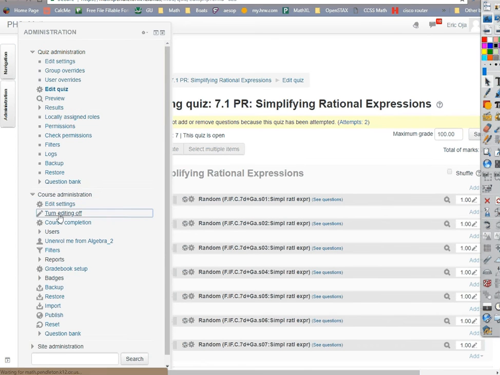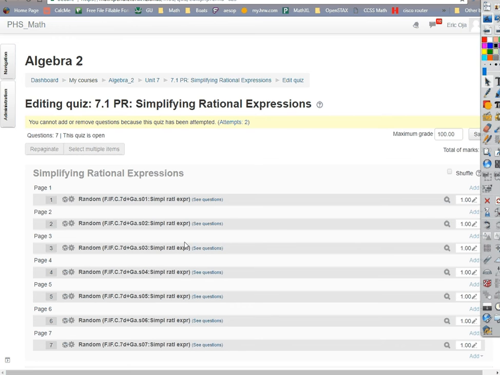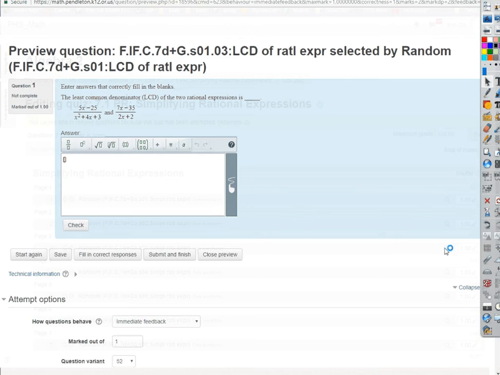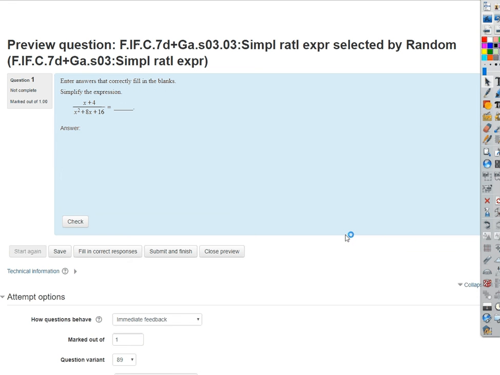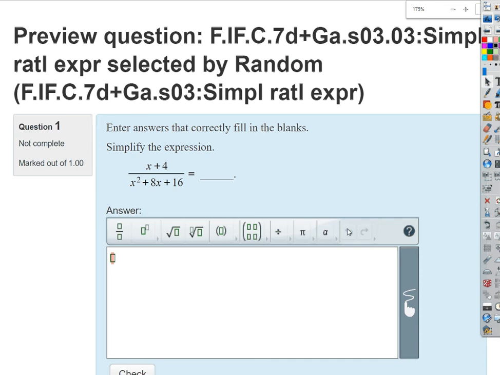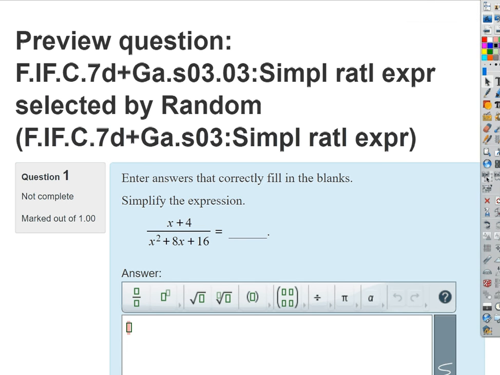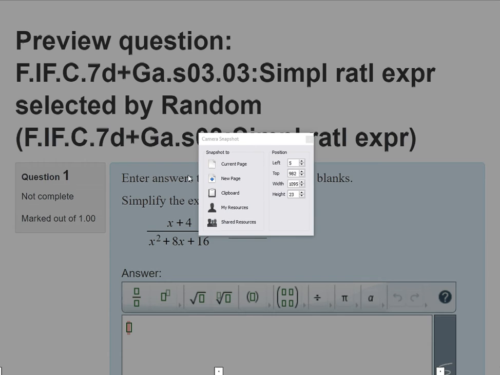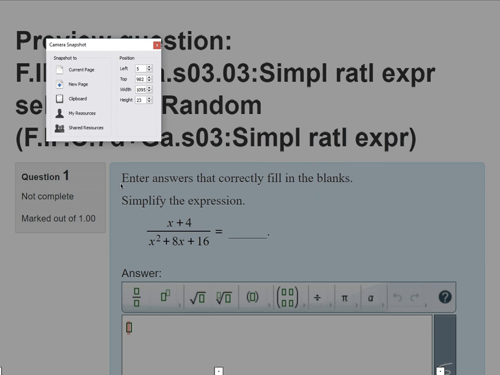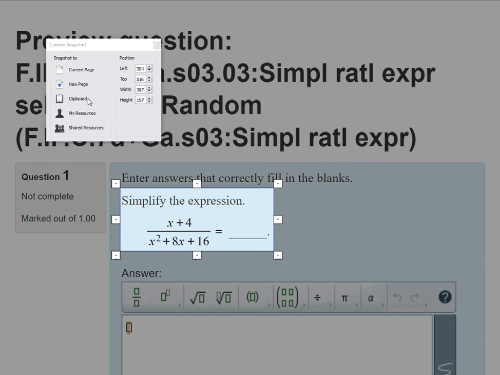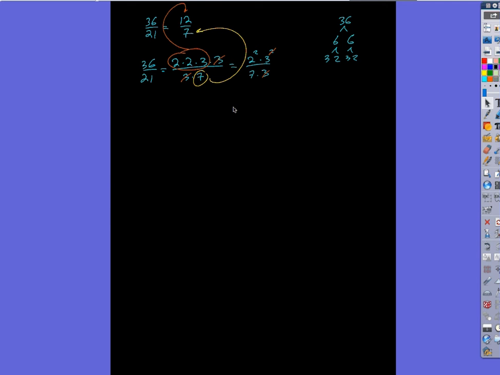Okay, so let's try something a little harder. How about something like 5x minus 15 over x squared minus 180x plus 270? That's a tough one. Okay, simplify this expression. Let's try a couple of these, and I'm just going to let you do this assignment here in a second.